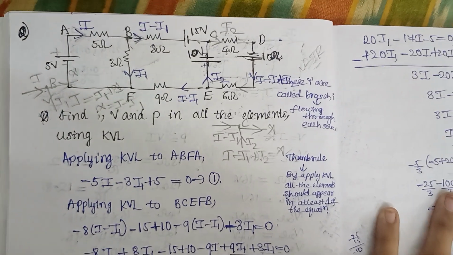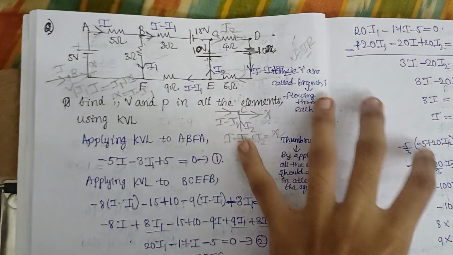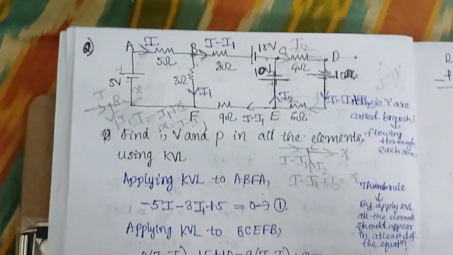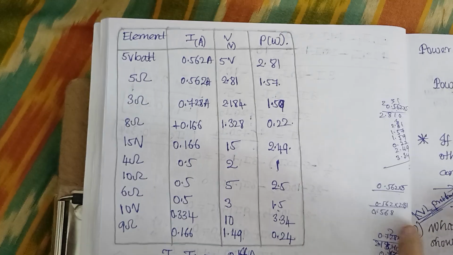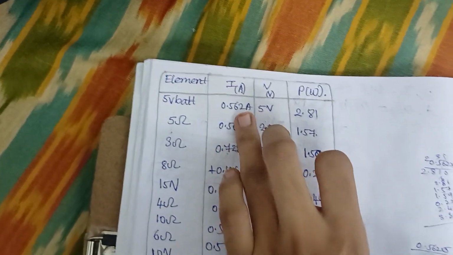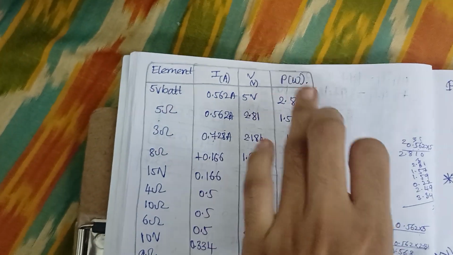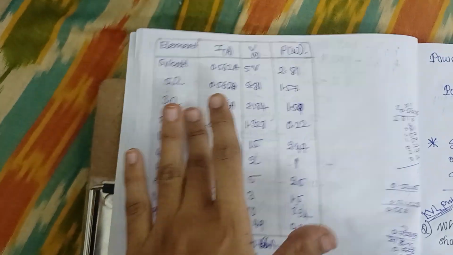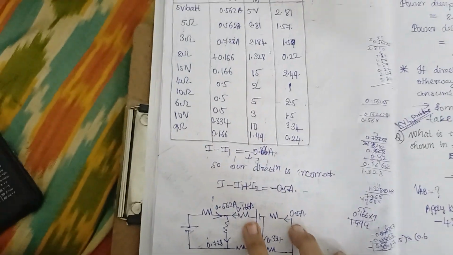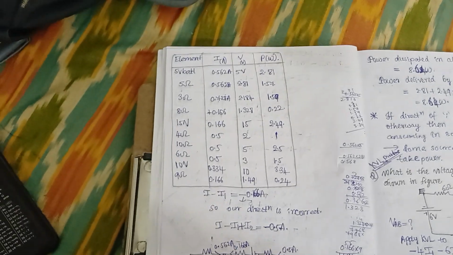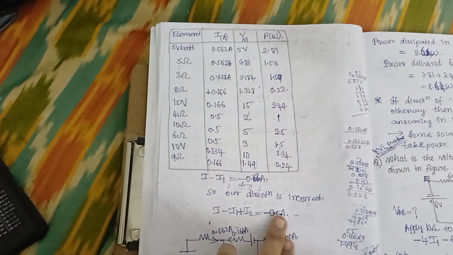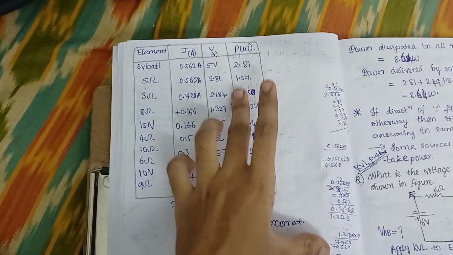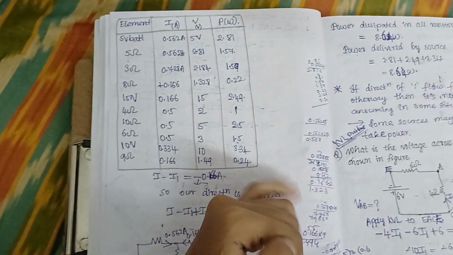Now we have to calculate current, voltage and power in all elements, right? In this 5-volt battery, the current flowing is I, so you place the value of I, which is 0.562, and the voltage is 5, and we know that power is equal to voltage times I. In a similar way, the current flowing through this 5 ohm resistor is 0.562. In such a way, we'll calculate I, V and P for each element. Hope you can calculate this.